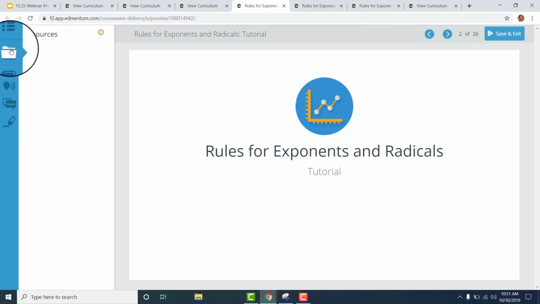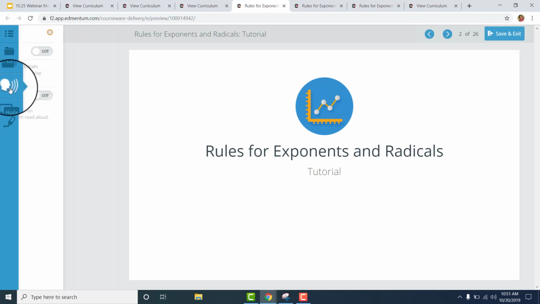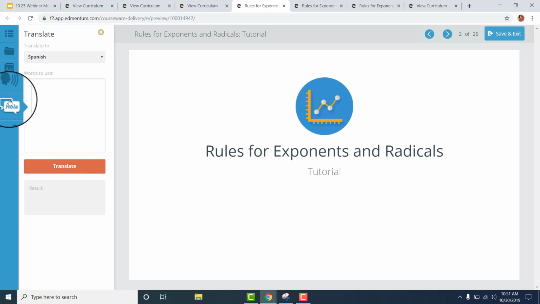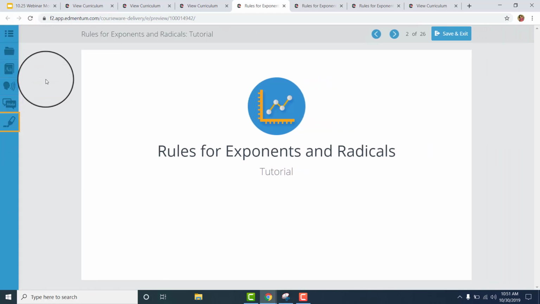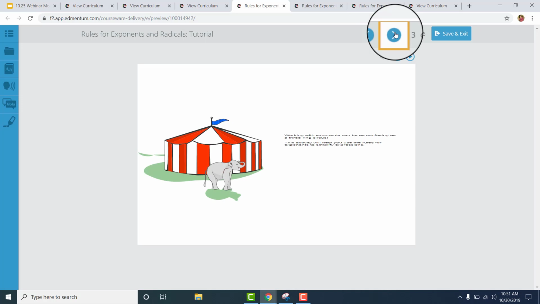We still have a table of contents. We still have a resource folder. In this particular module, it is empty. We have a dictionary, reading tool, translation tool, and a highlighter. You may notice that the calculator and graphing tools are not available in this toolbox.